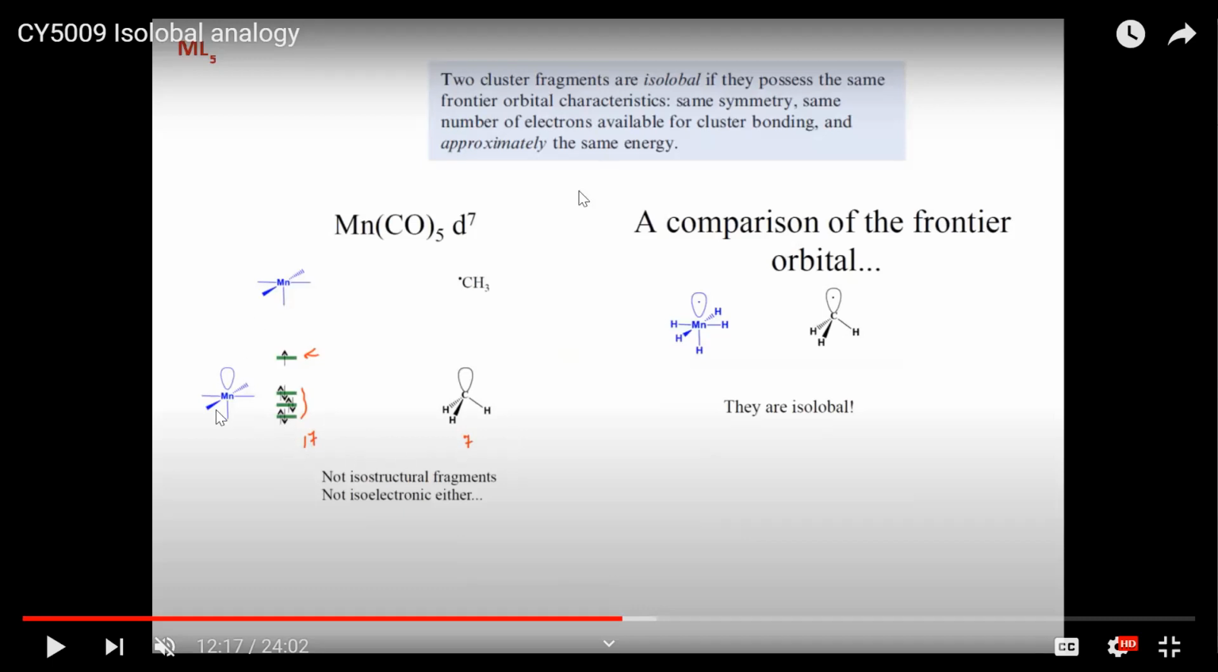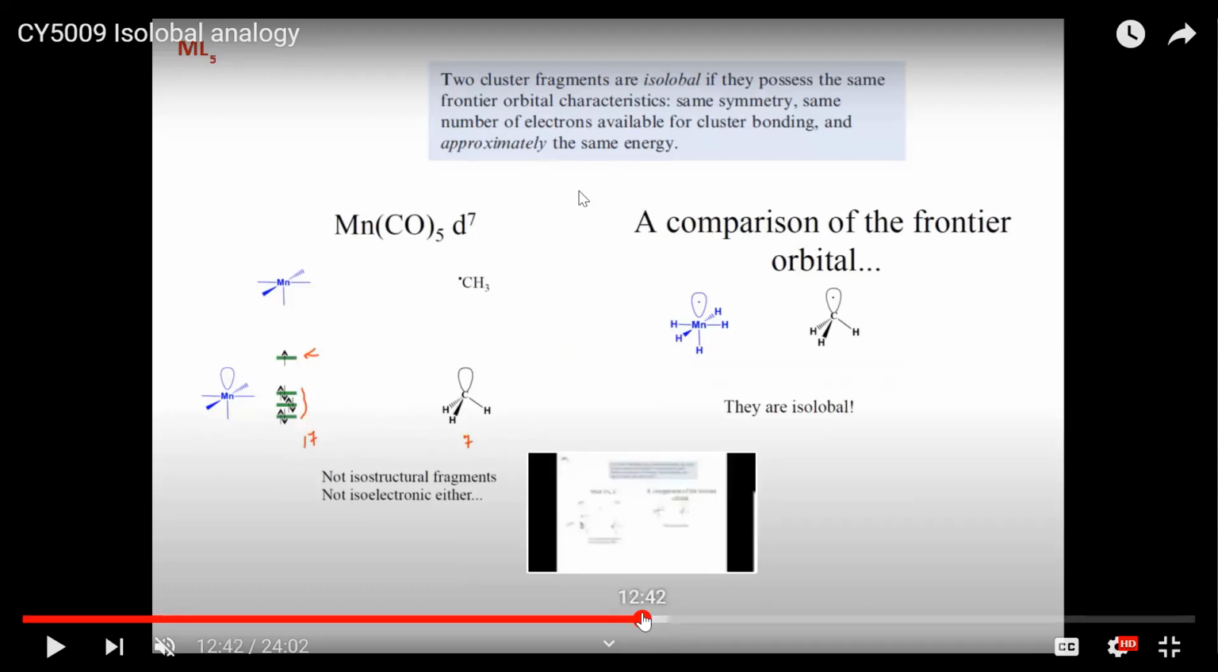If you compare both of them, they are not structurally the same, they are not electronically the same, but they are similar in their frontier orbitals, and therefore the MnCO5 fragment is isolobally analogous to a methyl fragment. Okay, so that is what isolobal analogy is.